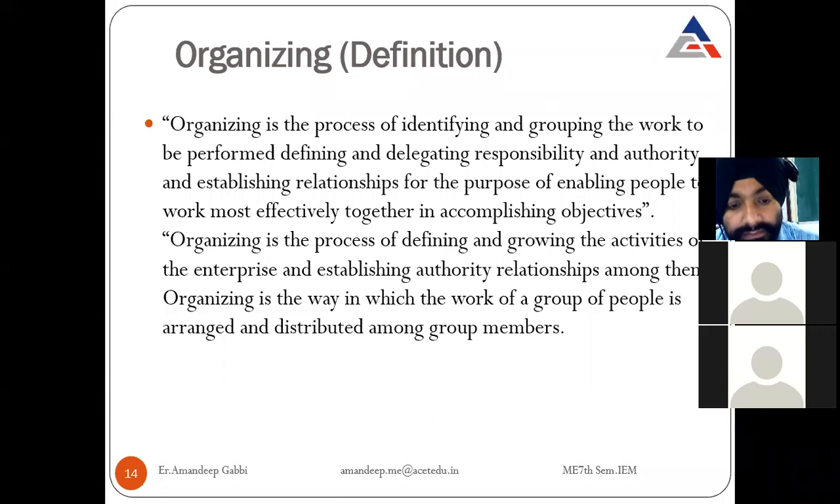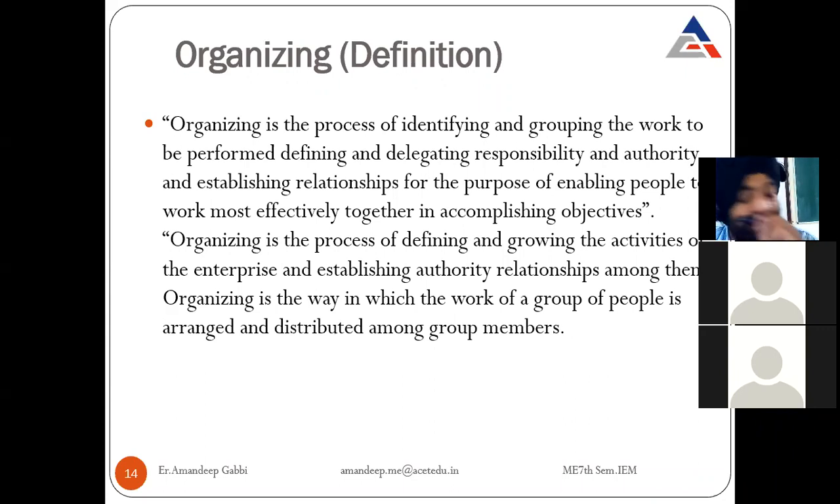The next step for today's lecture is organizing. Next slide is organizing. Organizing is the process of identifying and grouping the work to be performed, defining and delegating responsibility and authority, and establishing relationships for the purpose of enabling people to work most efficiently together in accomplishing objectives. Organizing is the process of defining and grouping the activities of the enterprise and establishing authority relationships among them. Organizing is a way in which the work of a group of people is arranged and distributed among group members.